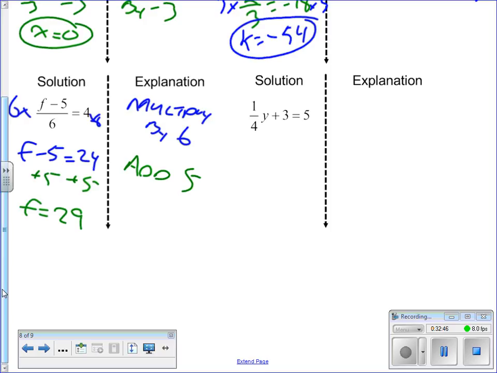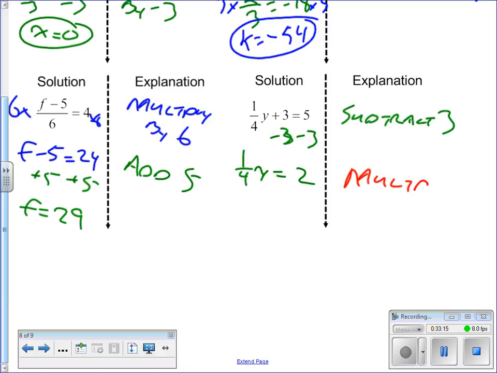Okay, next one, what do I do first? Subtract 3. Minus 3. 1/4 y equals 2. And then my next one, I multiply by what? 4 over 1. The reciprocal of 1/4 is 4 over 1. But I can also think about it as being just plain old 4 if I want to do that.